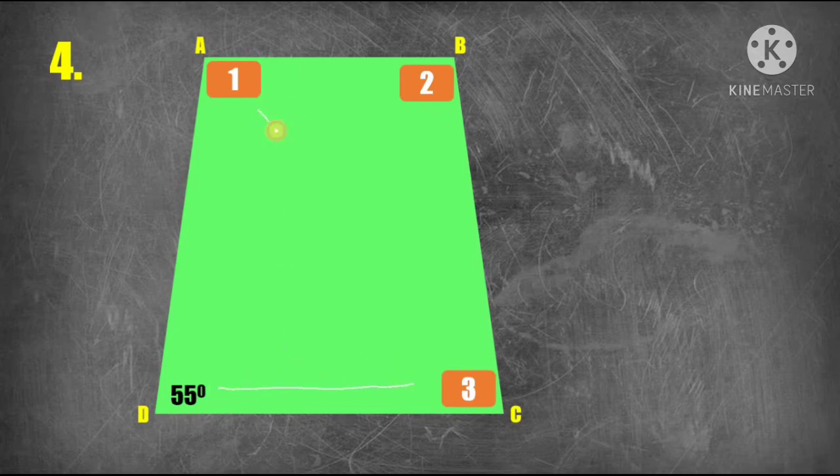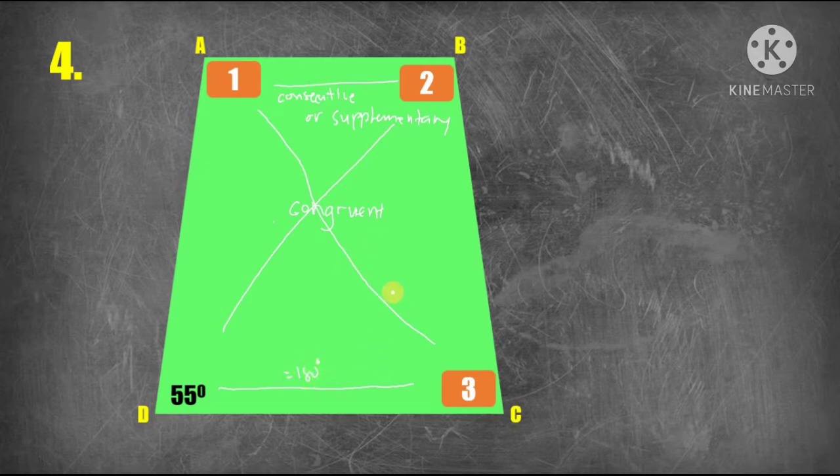So number 4. This is easy to answer. If you answer number 3, you can now answer number 2 and 1 easily. Here 1 and 2 are consecutive. 1 and 3 are congruent, while 55 degrees and 3 are consecutive or supplementary. So now let's solve.